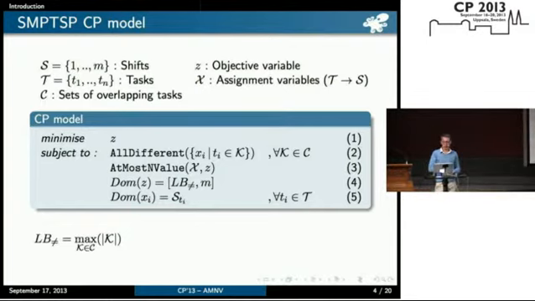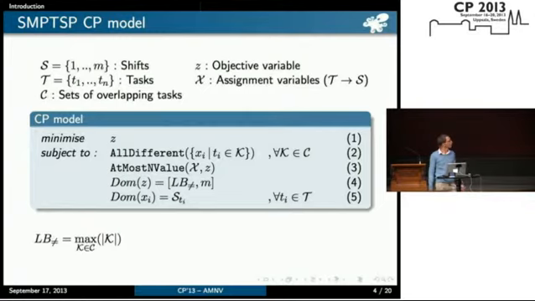And so actually the problem of assigning shifts to tasks turns into the problem of assigning values to integer variables. So we use an all different constraint for each maximal set of overlapping tasks, and an AtMostNValue constraint to state that the number of distinct values is restricted, and we need to minimize it actually. The initial domains can be stated as well.